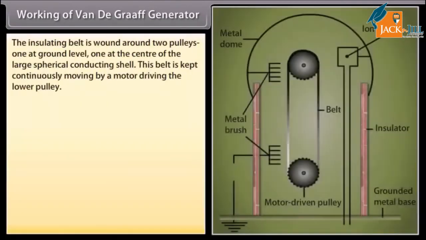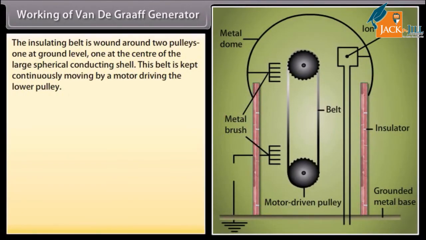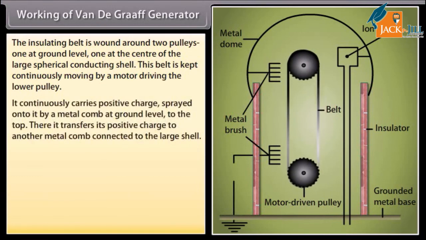Working of Van de Graaff generator. The insulating belt is wound around two pulleys, one at ground level, one at the center of the large spherical conducting shell. This belt is kept continuously moving by a motor driving the lower pulley. It continuously carries positive charge sprayed onto it by a metal comb at the ground level to the top. There it transfers its positive charge to another metal comb connected to the large shell.